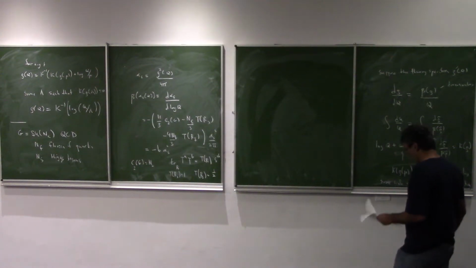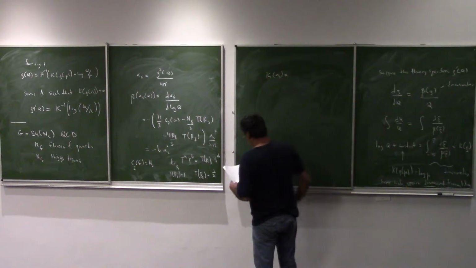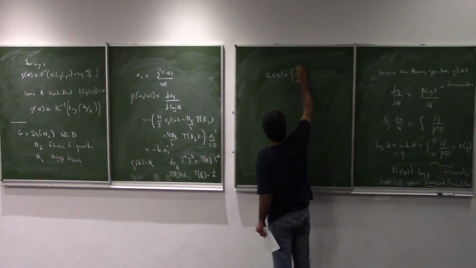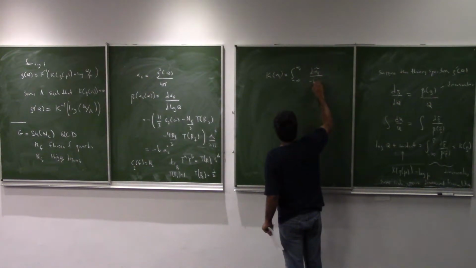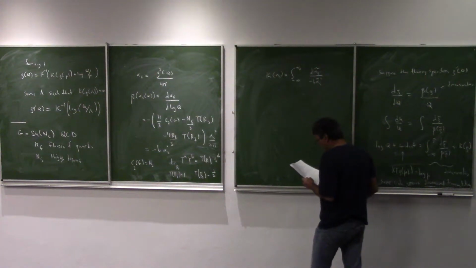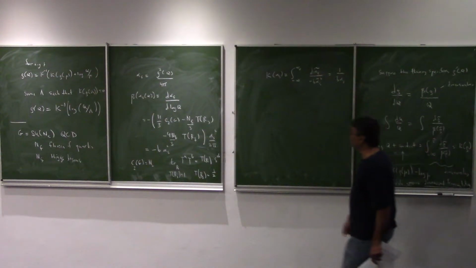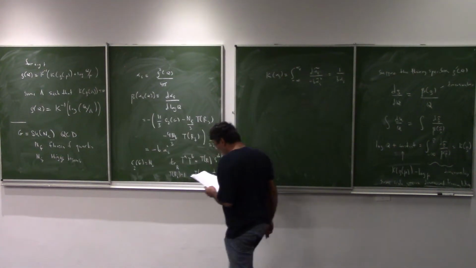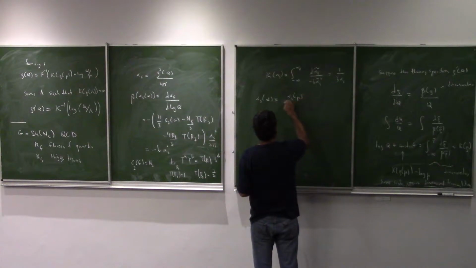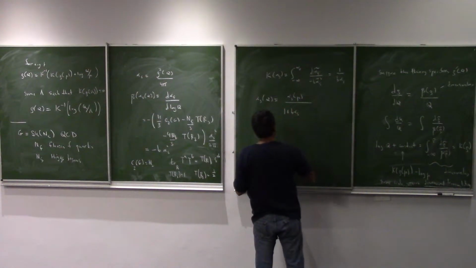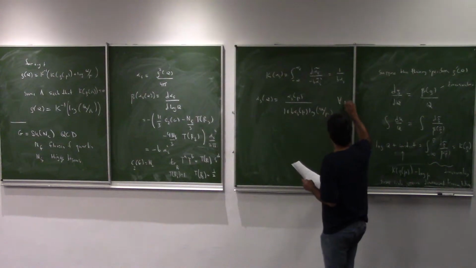Using the technology we've developed, you can show that k of alpha s is the integral from minus infinity to alpha s of d alpha s tilde over b alpha s tilde squared. And this works out to 1 over b alpha s. And using these expressions here, you can show that alpha s of q is alpha s of mu over 1 plus b alpha s of mu log q over mu. This is true for any mu.